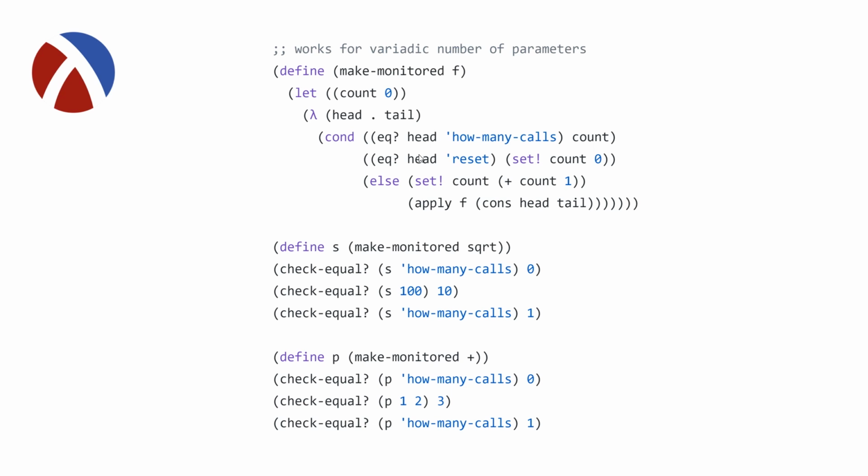And we just use the head when checking for the symbols. And in the else clause, we just apply f to the cons of head and tail, which is going to use all of the arguments if there are more than one. And so we can see at the bottom here, we just have p, similar to s, that is a make-monitored version of plus. So we have how many calls before and after, which gives us 0 and 1. And then when we apply 1 and 2 to p, we get 3, which is the sum of 1 and 2. So once again, exactly what we would expect.